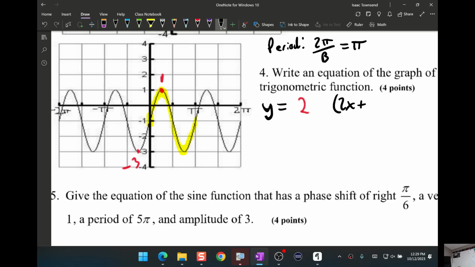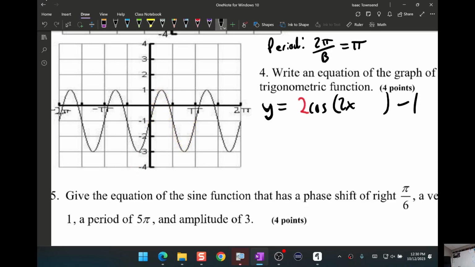How much you want to shift it right or left just depends on sine or cosine, and the fact that this goes up to 1 but down to negative 3 means that the whole thing has been shifted down 1. You're okay with that? So before you even start to think about sine or cosine, this one was 4 points, so you could have gotten 3 of the points right there. The last point's going to be a little bit harder. So did you go with sine or cosine on this?